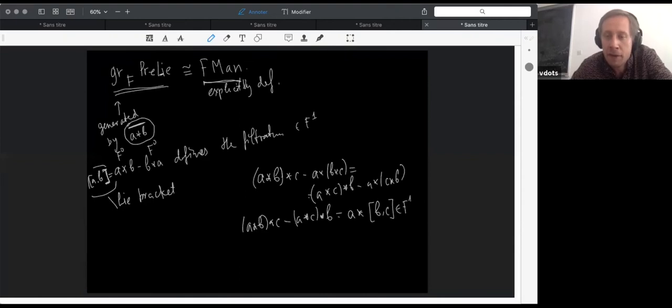So somehow this means that when you go to the associated graded, the PreLie product descends to a commutative operation because this thing is symmetric in B and C. And it is commutative in the associated graded. So in the associated graded of PreLie, we have a commutative associative product and the Lie bracket.